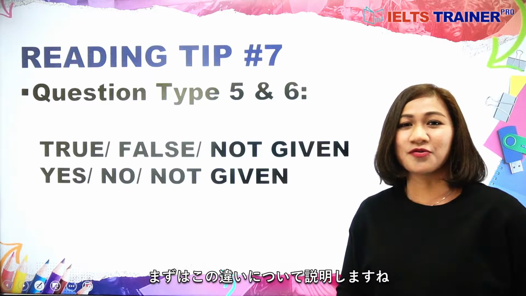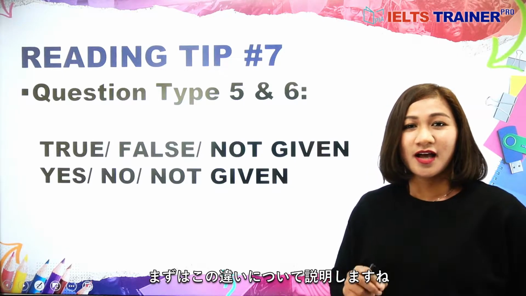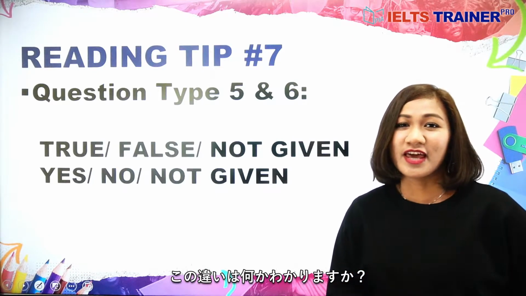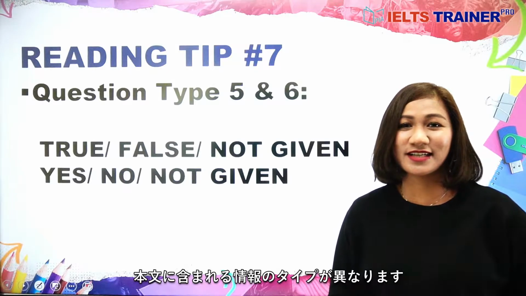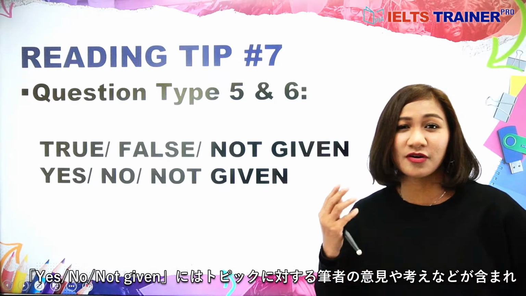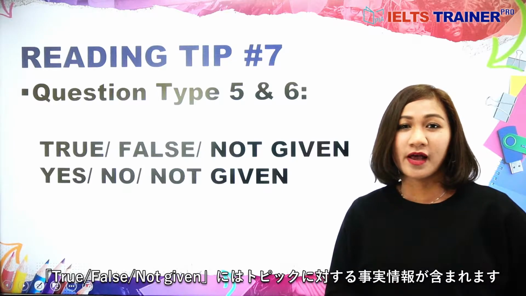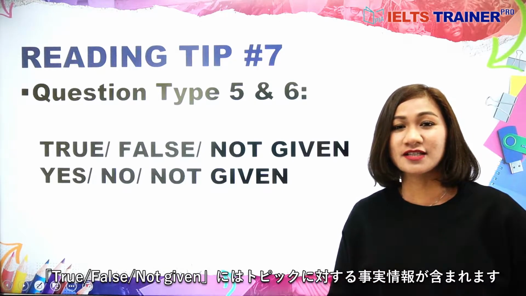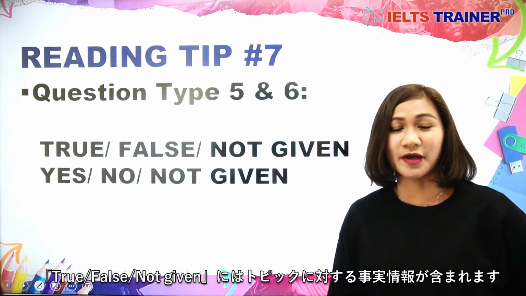Before we go to the similarities, let us first talk about the difference. What makes them different? They vary in the type of information contained in the reading text. Yes, no, not given will contain information about the writer's opinions, views, and beliefs about a certain topic, while the true, false, not given text will contain factual information on a specific topic.